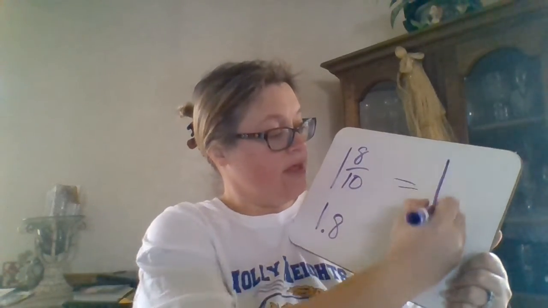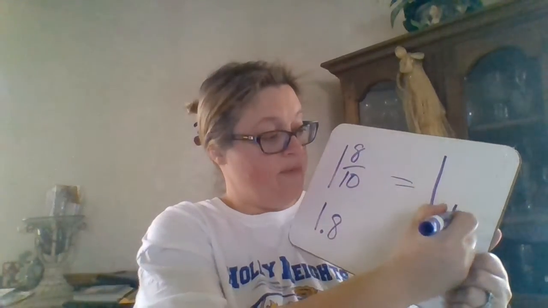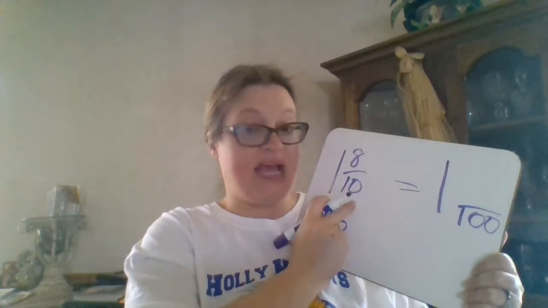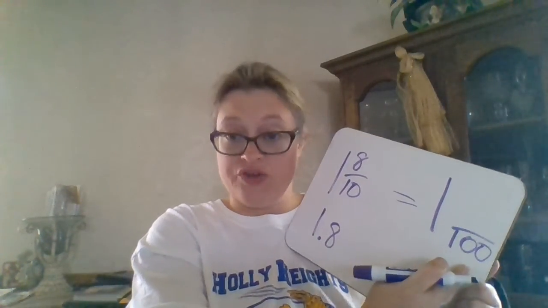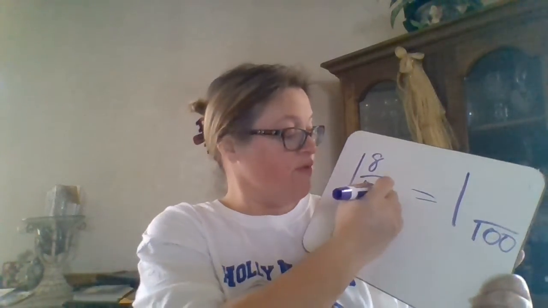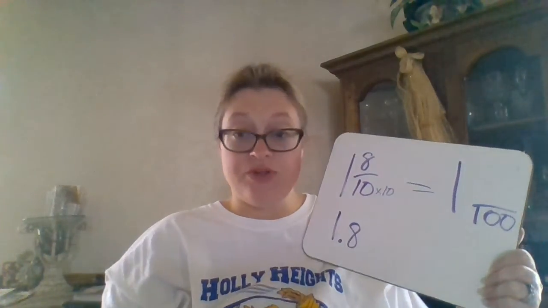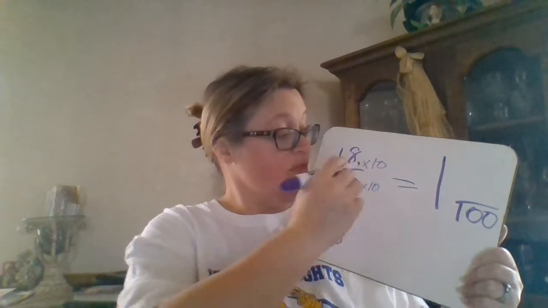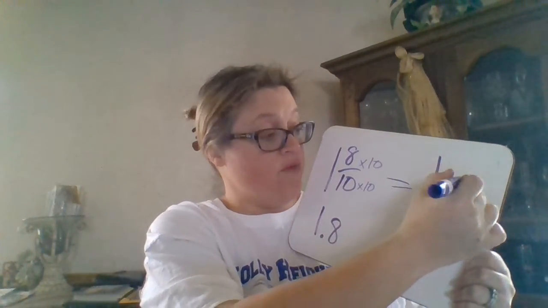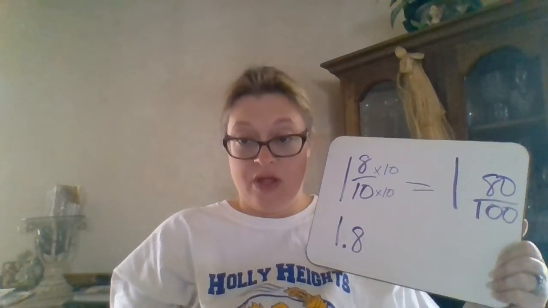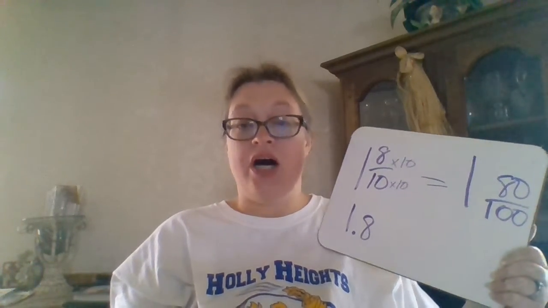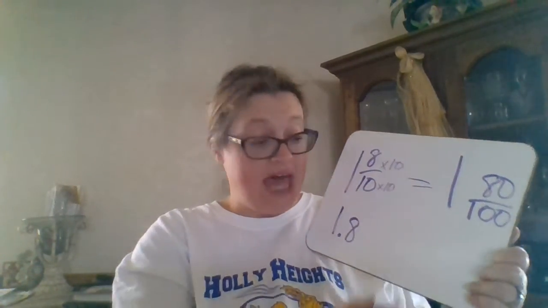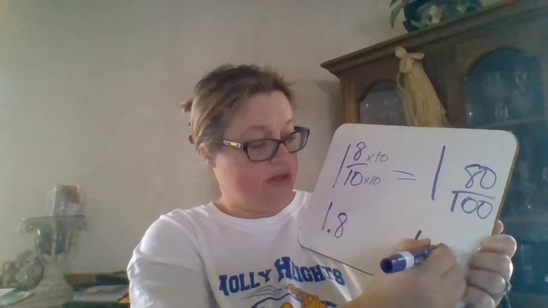Okay. Keep our whole, but now instead of it being tenths, I want it to be hundredths. So remember, when we do equivalent fractions, whatever you do to the bottom, you also have to do to the top. So that would make my new numerator over here 80. So 1 and 80 hundredths. And if I wrote that out, it would look like this.